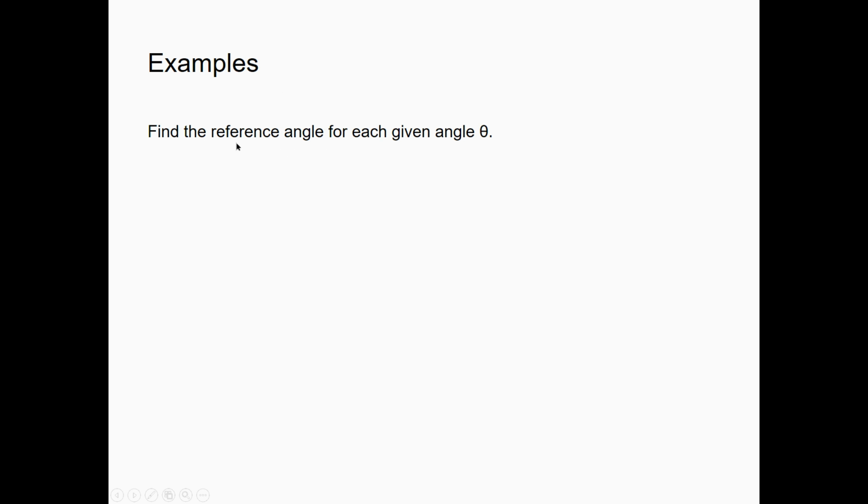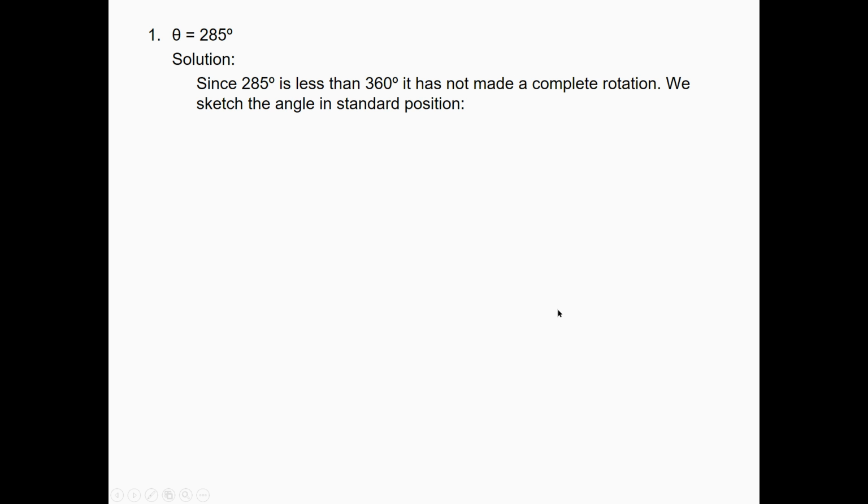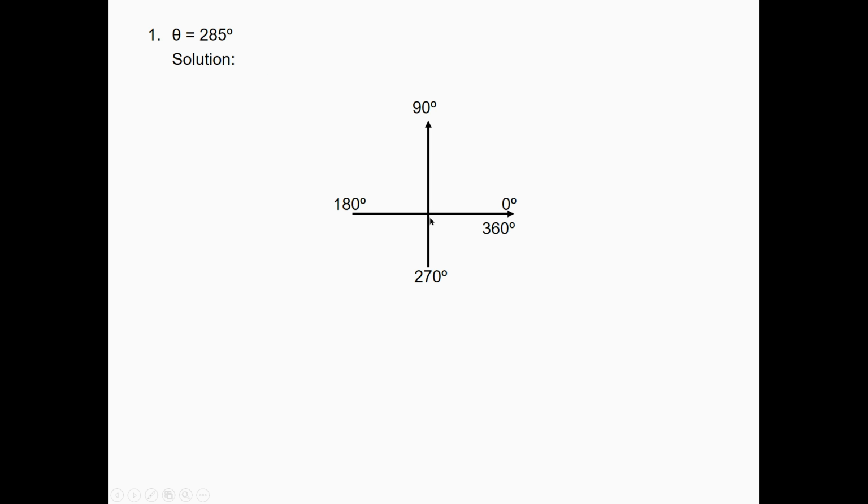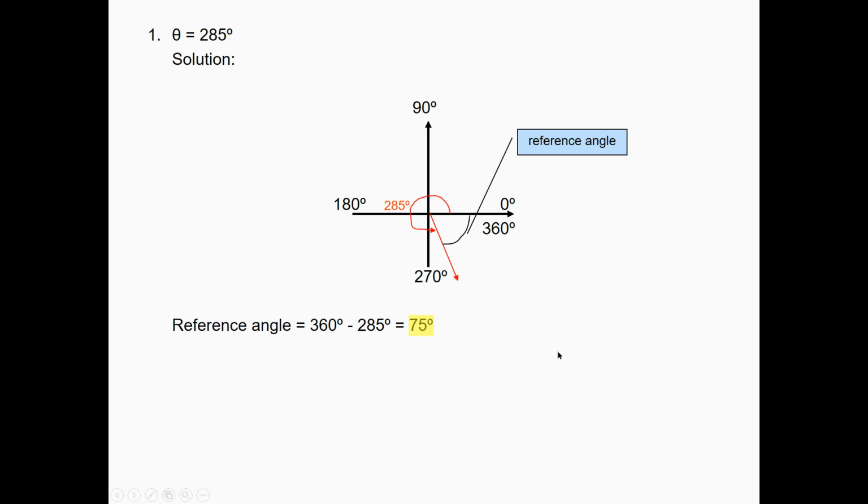Some examples. Find the reference angle for each given angle theta. Theta is 285 degrees. Since 285 is less than 360, it has not made a complete rotation, so we sketch the angle in standard position. Notice 285 is somewhere in here. So that's my 285 degrees. This is the reference angle. Remember, we're supposed to go to the closest part of the x-axis. So the reference angle would be 360 minus 285, so the reference angle is 75 degrees. It's the angle between them.